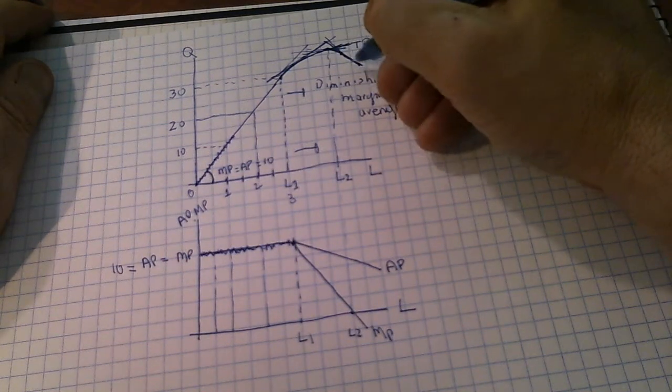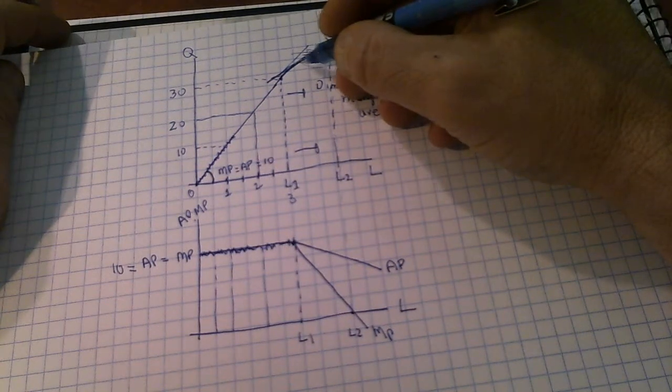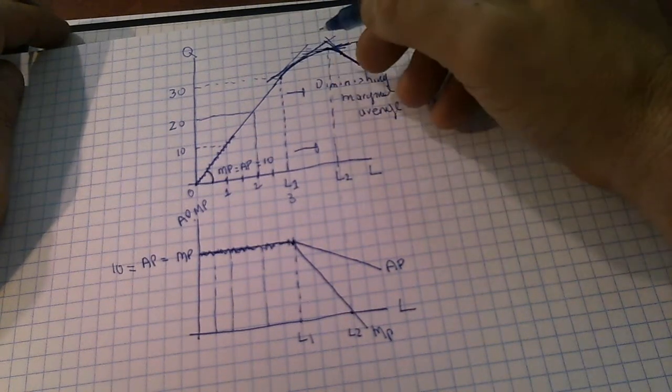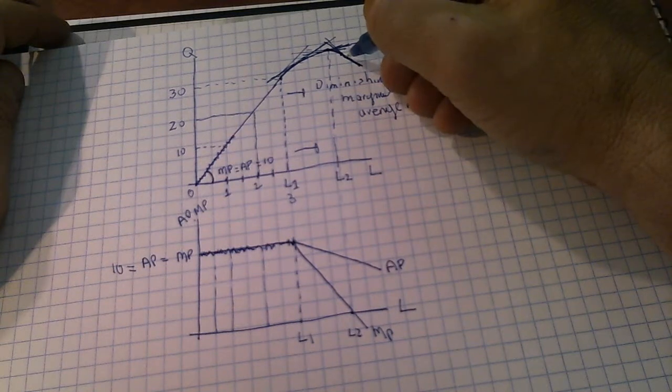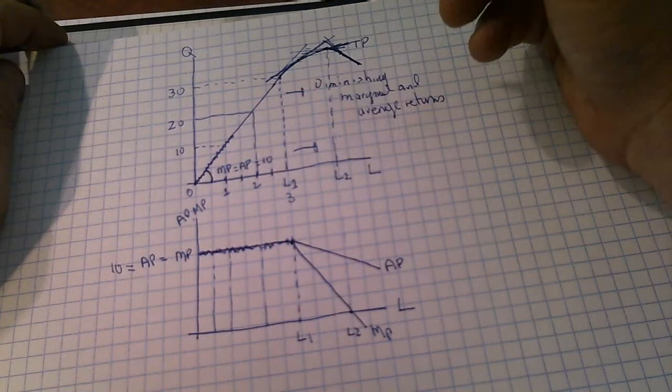So no firm will operate here. It doesn't make sense for them to operate here when they can go here and produce the same amount of output with less labor. Why would they pay for more workers when they can produce the same level of output here with fewer workers, right?